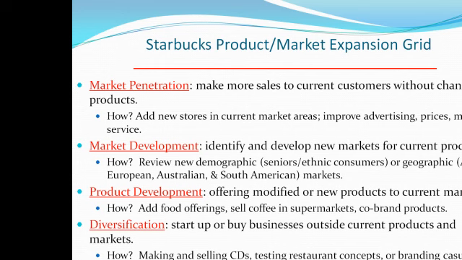How to develop the market? They identify and develop new markets for current products. How? They review new demographics, such as senior and ethnic consumers, or new geographic markets: Asian, European, Australian, and South American. Product development: they offer modified or new products to current markets. How? By adding food offerings. They sell coffee in supermarkets and co-brand products. They sell cakes, biscuits, chips, and all kinds of variety which enhances the product.